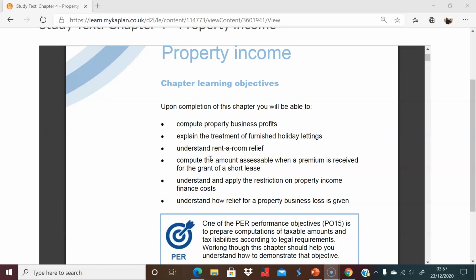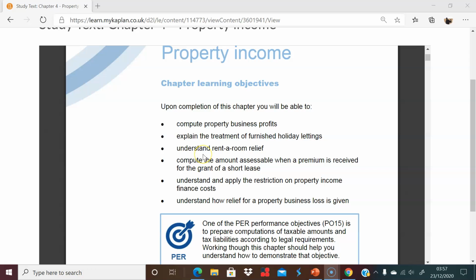Great stuff. So the next chapter is on property income. Property income is interesting for a number of reasons. It is actually very clearly classified into a range of different types of property income, and that's the important bit when coming to talk about property income: not to mix them up at all.